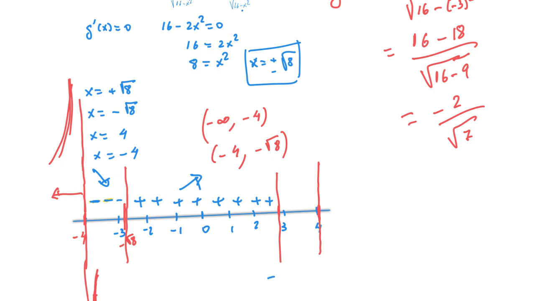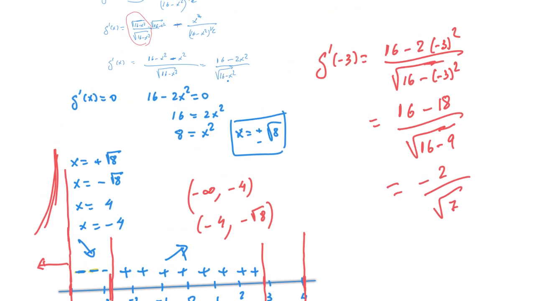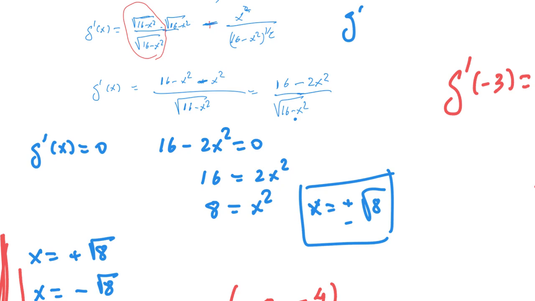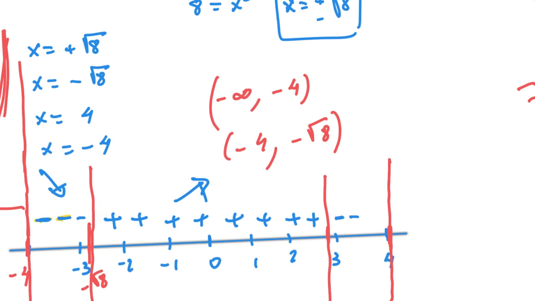What happened between plus square root of 8 and 4? Well, I take the point 3. If I take the point 3, what will be g prime of 3? I go to my equation of g prime and plug in 3 to see if it's positive or negative. 16 minus 3 squared is 9. 9 times 2 is 18. Divide by the square root of 16 minus 9. The denominator is positive, the numerator is negative, so the result is negative. So this interval is negative. So the function goes like this.